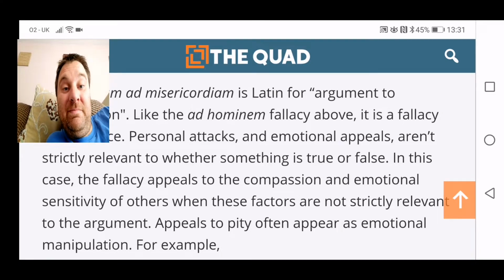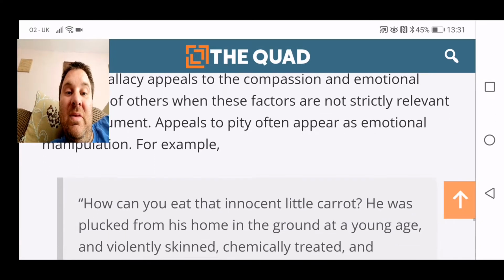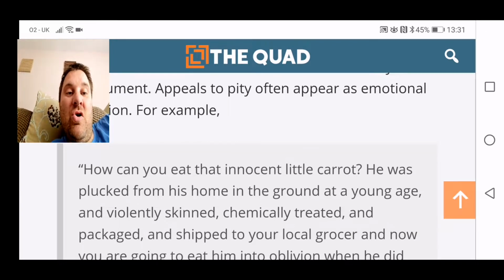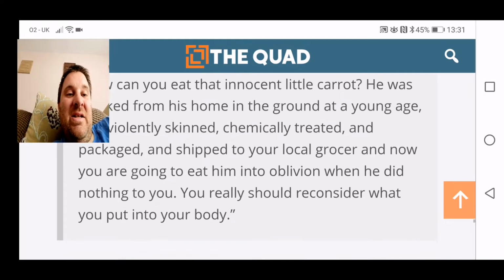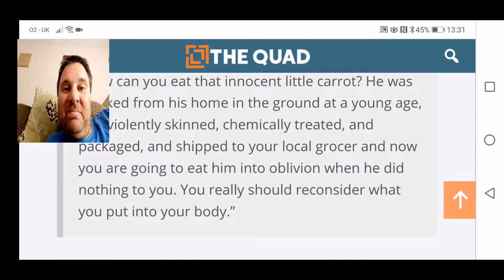Like snowflakes. Appeals to pity often appear as emotional manipulation. For example, how can you eat that innocent little carrot? He was plucked from his home in the ground at a young age and violently skinned, chemically treated and packaged and shipped to your local grocer, and now you're going to eat him into oblivion when he did nothing to you. You really should reconsider what you put into your body.